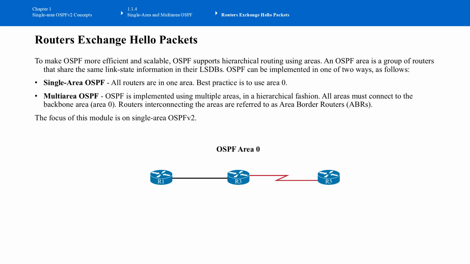There are two ways to deploy OSPF. The first is single area OSPF. The topology is shown here. The second one is multi-area OSPF, multiple smaller areas. For this course, we only focus on single area OSPF version 2. Once you understand how OSPF works within a single area, learning multi-area OSPF becomes much easier because it follows the same principle with additional hierarchy.